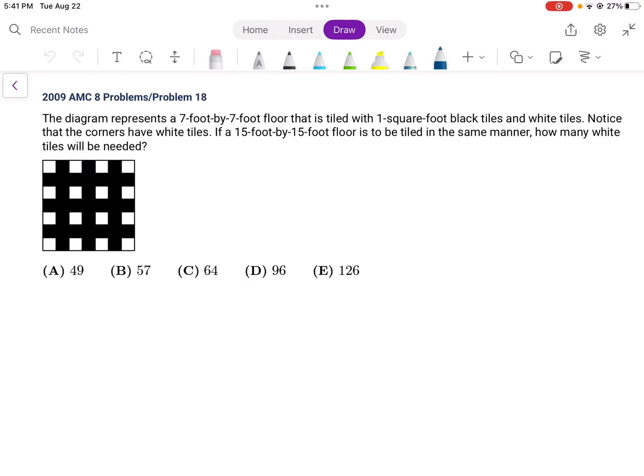Problem 18. We can see from the graph that when it's a 7-foot by 7-foot floor that is tiled with 1 square foot black and white tiles, the black count as 3 rows and 3 columns, and for the white, there are 4 white tiles in every other row and every other column.